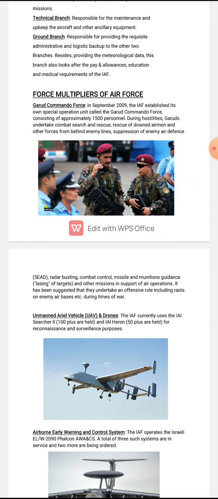Okay, now force multipliers of air force. First is Garud Commando Force. It is the special forces of air force, like Para Special Forces is for army, Marcos is for navy.